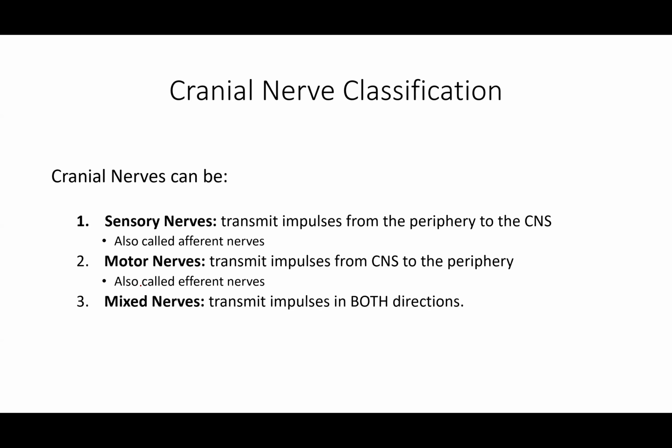Then you can also have mixed nerves that are able to transmit impulses both ways, both directions, both out to the periphery and then also into the central nervous system.